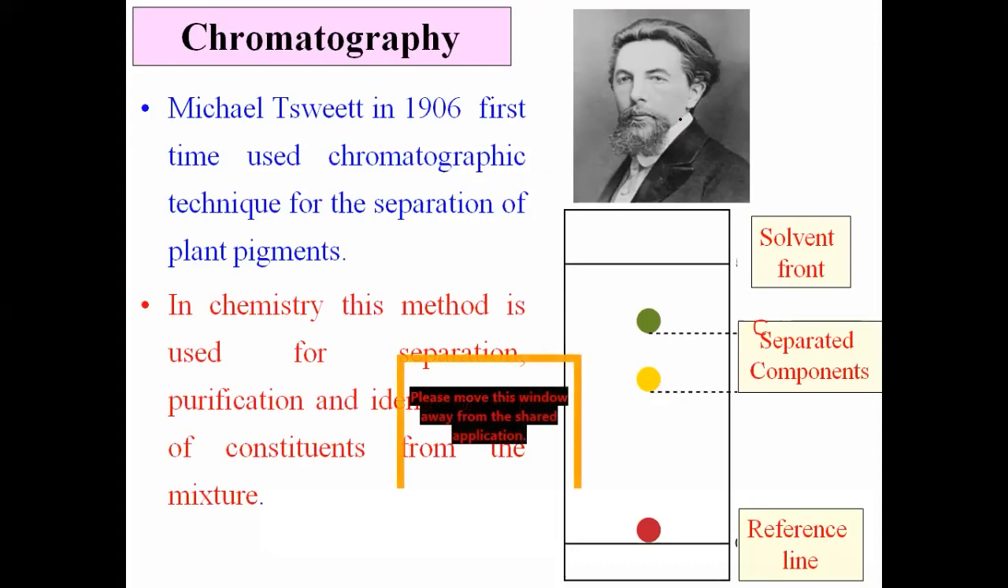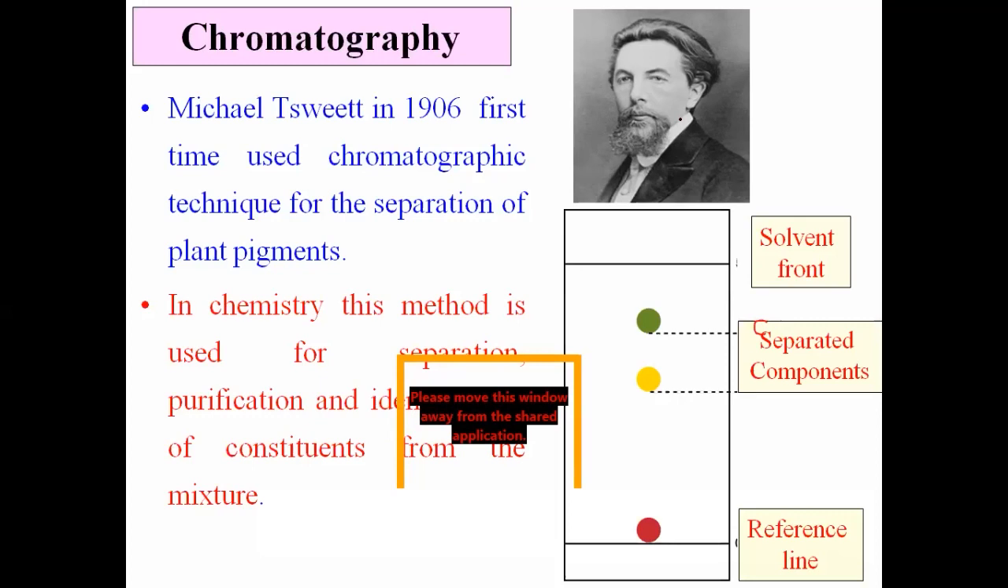It is used for three purposes: one is purification, second is identification of constituents, and third is separation. It means we can separate a mixture by using chromatography, we can purify the mixture, and we can identify the separated components. Just as in BSc 1, we identified which metal ion is present in a mixture.